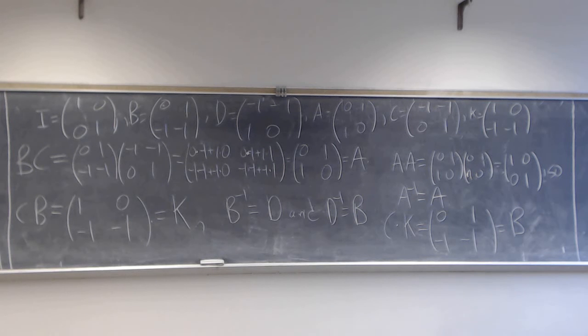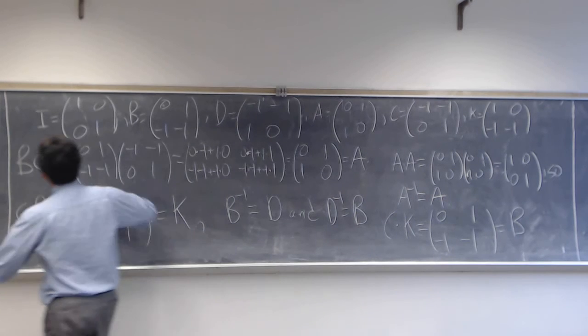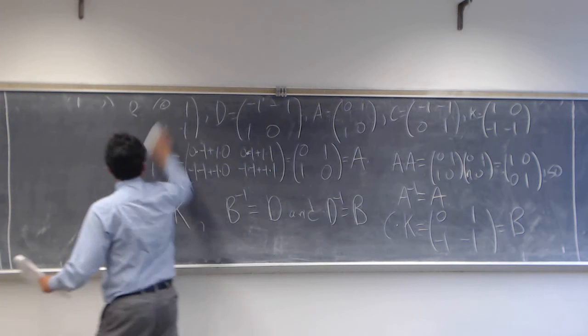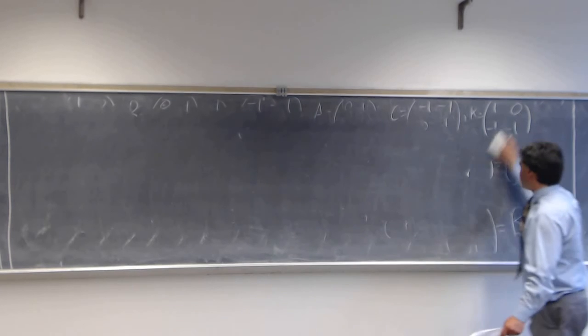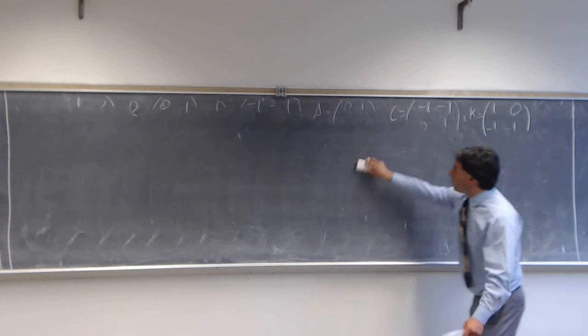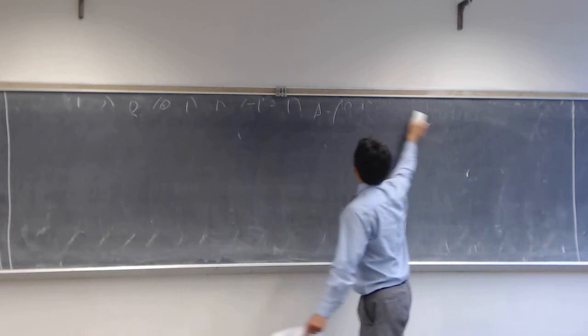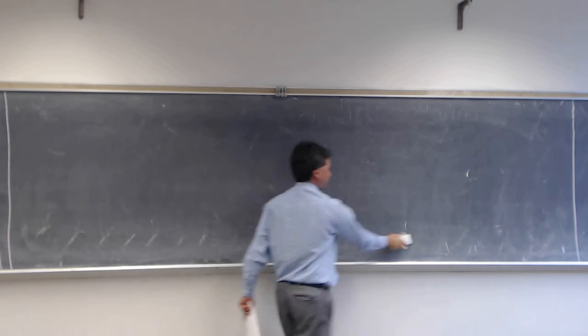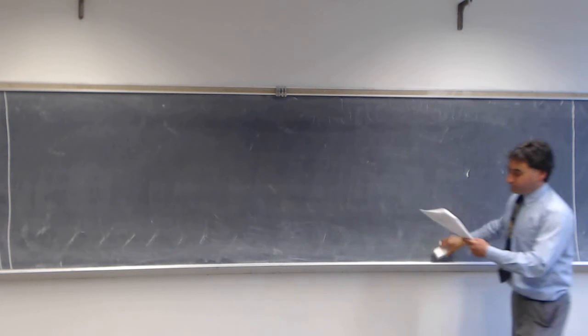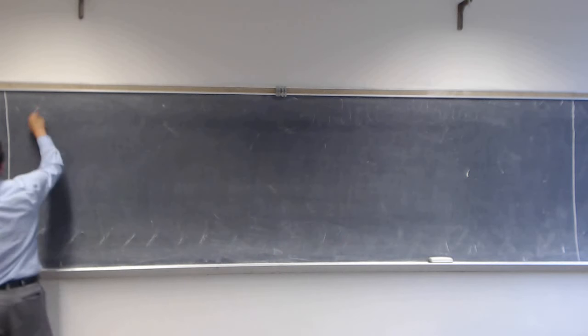I think if we square it, we should get C squared would take us to the identity matrix, and the same with K squared. And let me run through that calculation. And then you can also see that if you look at the Cayley table that I produced in the notes. So let's look at C squared.